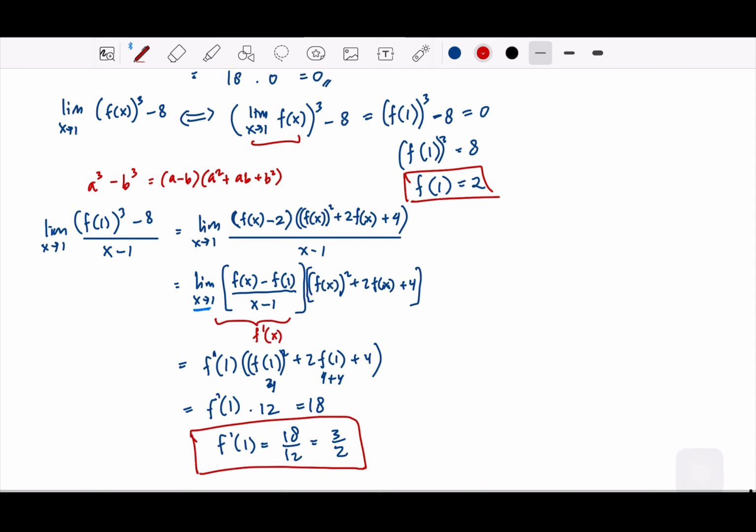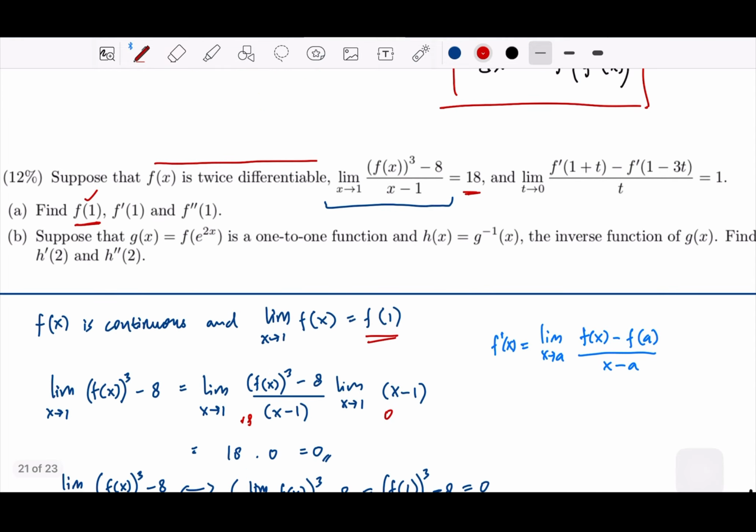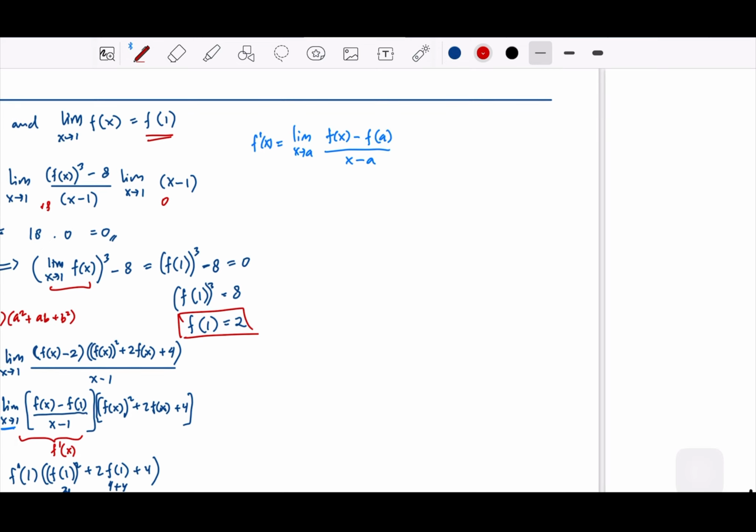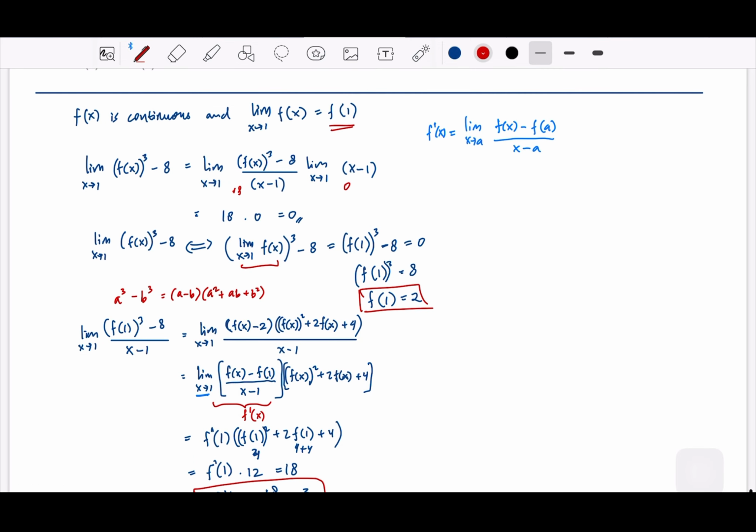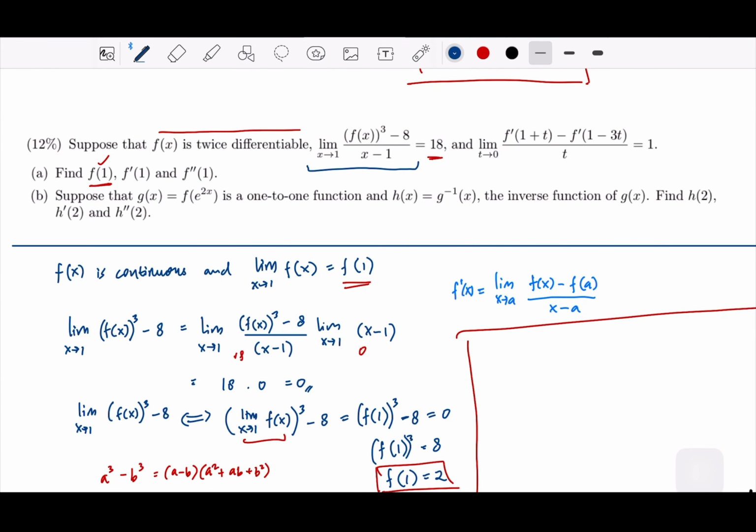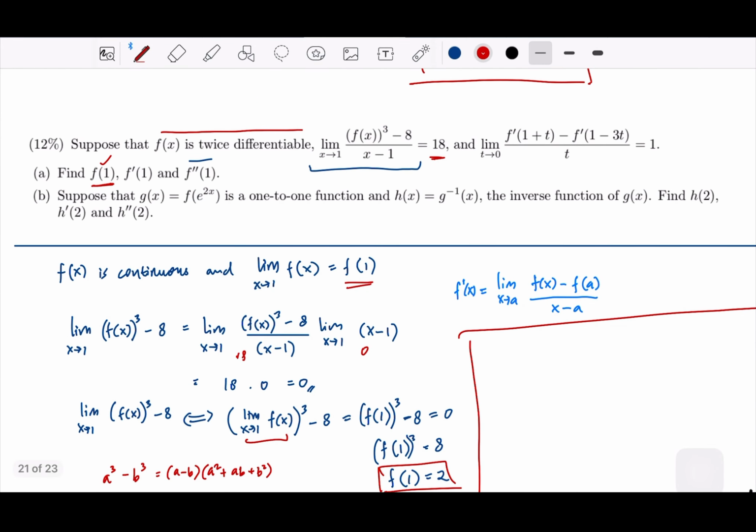Okay, now what's next? The next is the f double prime 1. I hope I have enough space here. So how to take the double prime? In the second information, we get this limit.